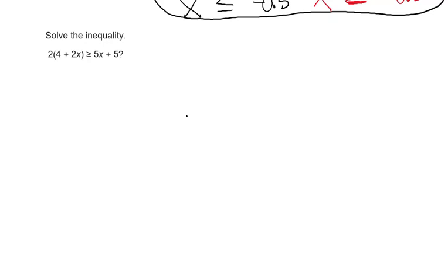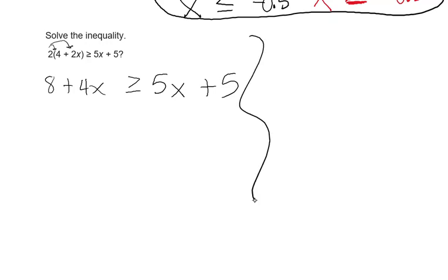Another example, I'm going to use the distributive property where I have parentheses and distribute. That is 8 plus 4x is greater than or equal to 5x plus 5. So like I said before, you have options. You can just always try to get the x on the left-hand side of the symbol, or if you end up with an answer where the x is on the right-hand side of the symbol, then you can flip it at the end, but make sure you flip the symbol. So you have options. We'll do it both ways.